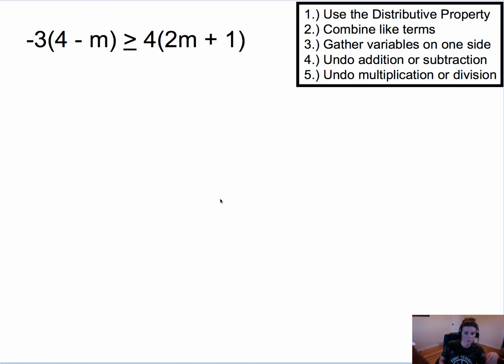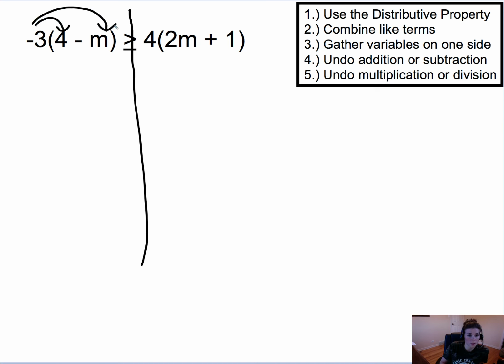Last example here, combining everything together. So separate your two sides right away before we forget. Use the distributive property. So I've got parentheses on both sides. I've got to do that twice. So over here, distribute the negative 3.